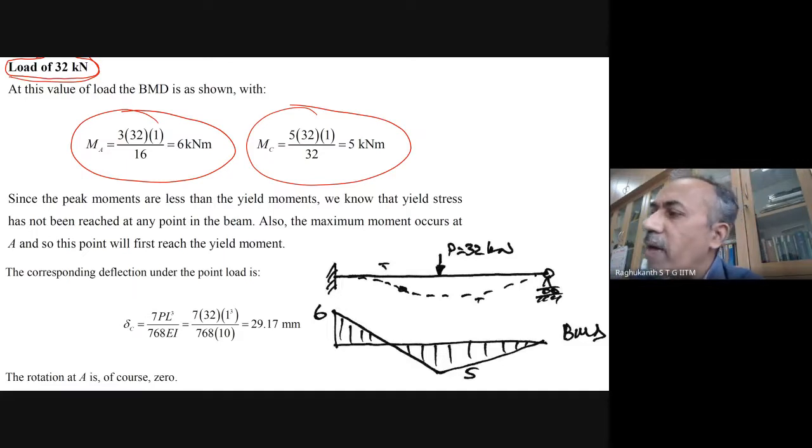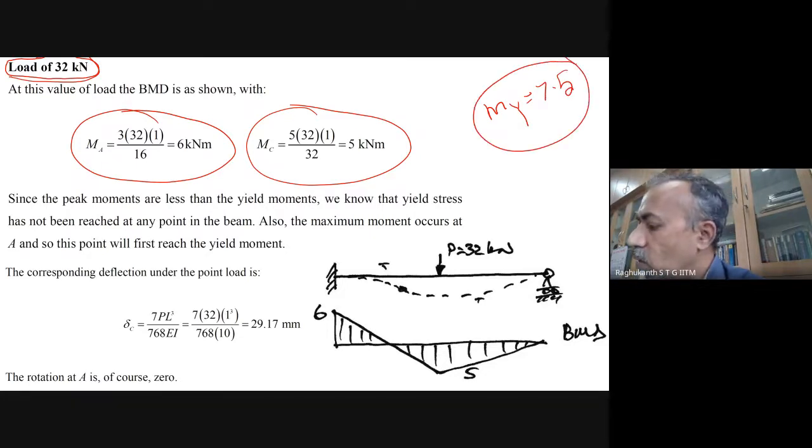So what is your comment? Our yield moment was 7.5, that is when yielding starts. So what is your comment here? The beam is safe, or what, in which stage is the beam?